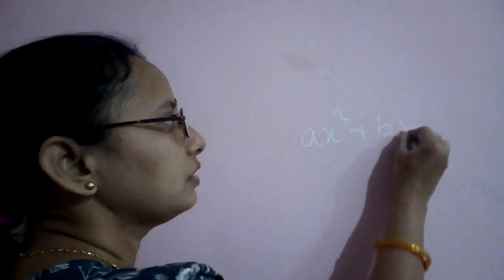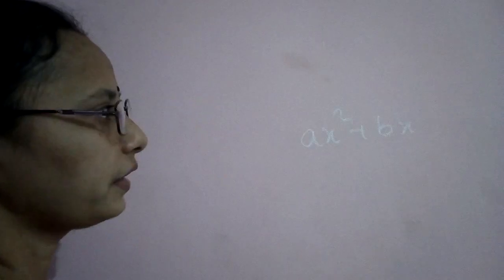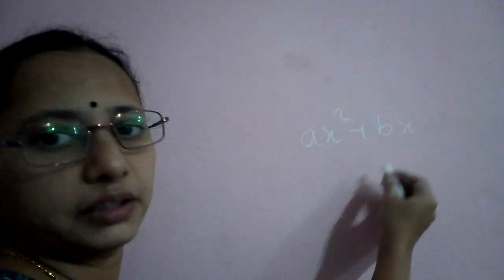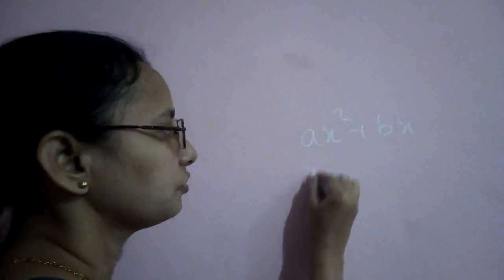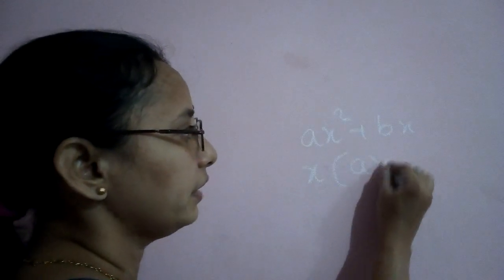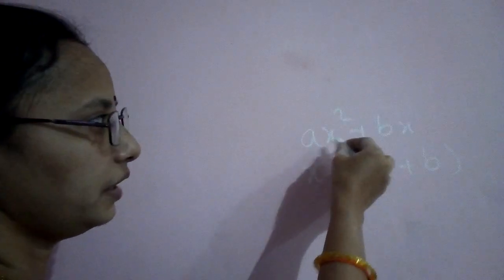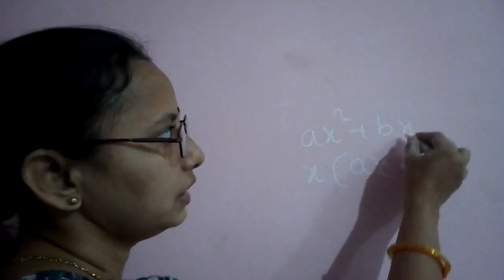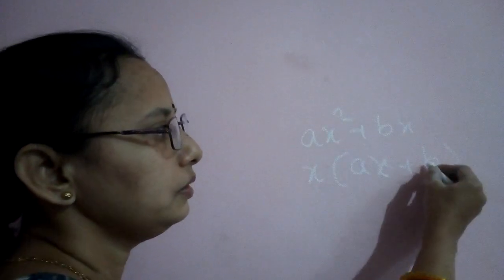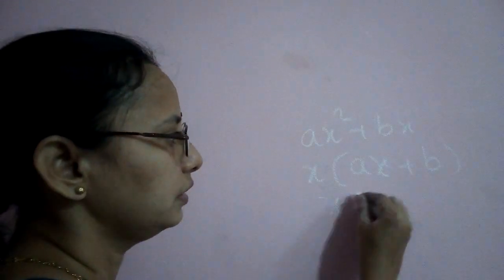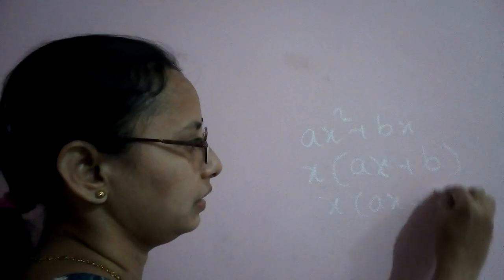And the other general question is ax square plus bx. Find the common factor. Here the common factor is x, and bringing out x from this, we have x into (ax plus b). Since from ax square, if we take out x, it would become ax, and if you bring out x from bx, it would be a single b. So x into (ax plus b) is the final answer.